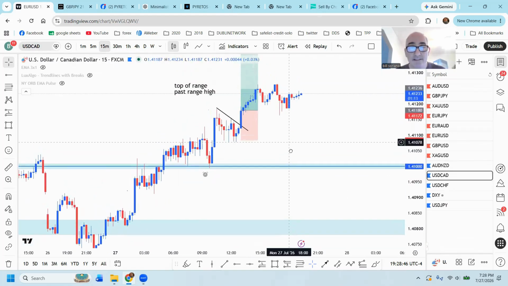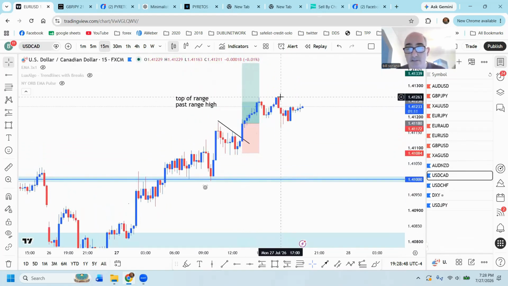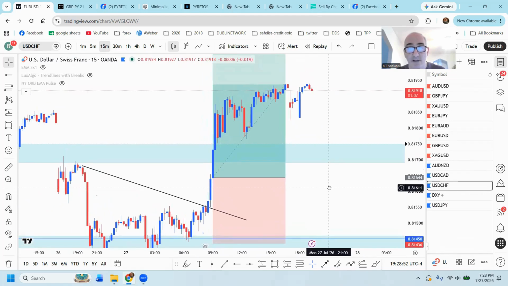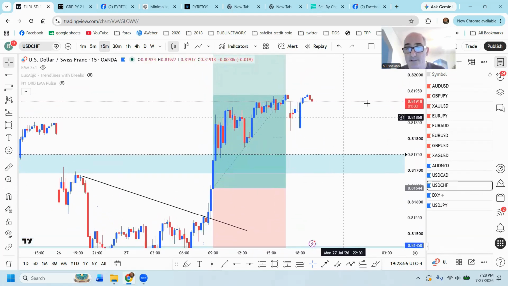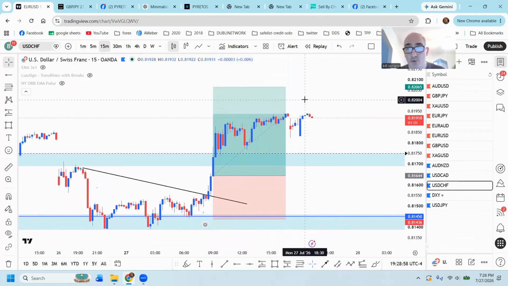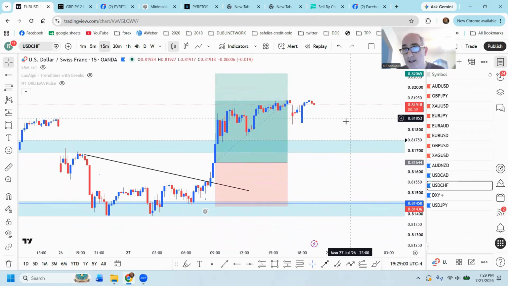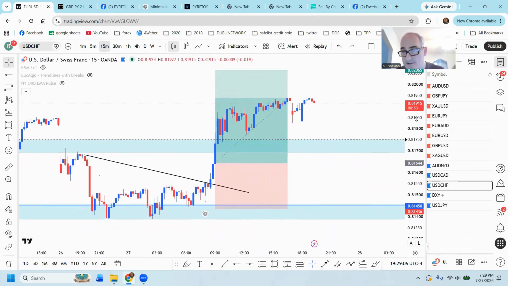Another trade was USD CAD. Activation here, confirmed with the scanner, right? And USD CHF was the final one. Activation here, confirmed with the scanner, and you can see price is still moving up toward the potential profit zone there, or target price, I want to say, right?